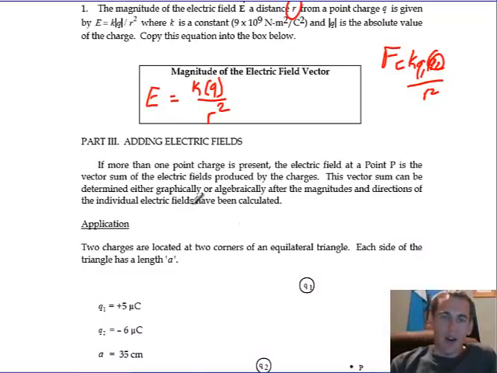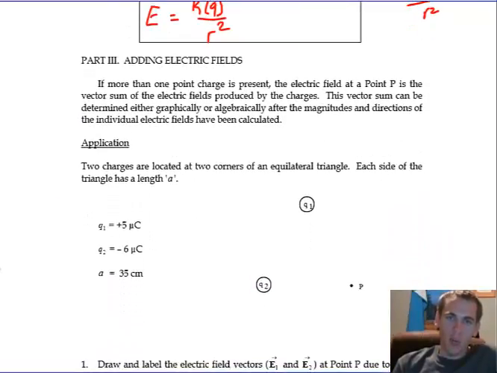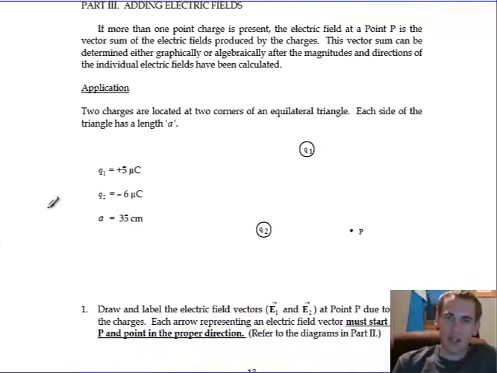How much force could be felt on something because of it. Now, if more than one point charge is present, electric field lines are going to mangle each other. They're going to get together, they're going to push on each other, they're going to pull on each other. But essentially, it's like if two people are pulling or pushing on one object, it's going to go in the direction of the net force. And so that's what this is about.